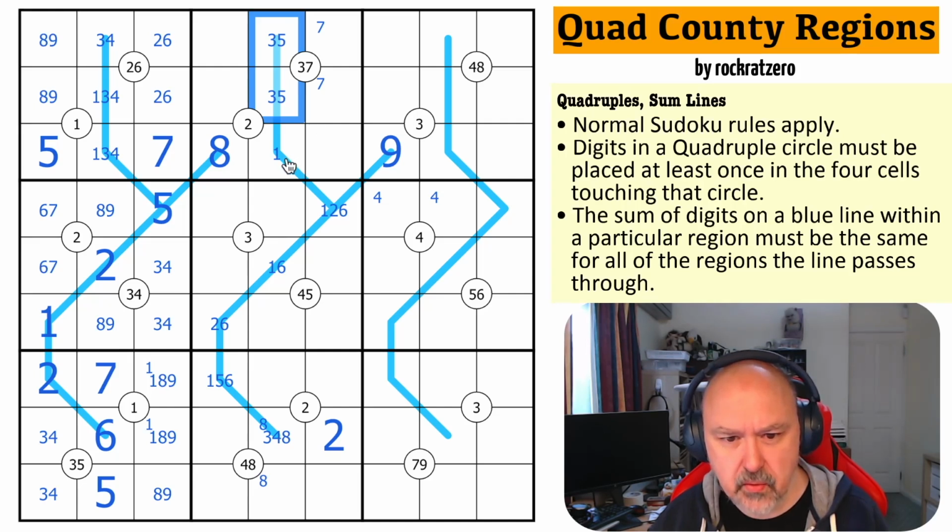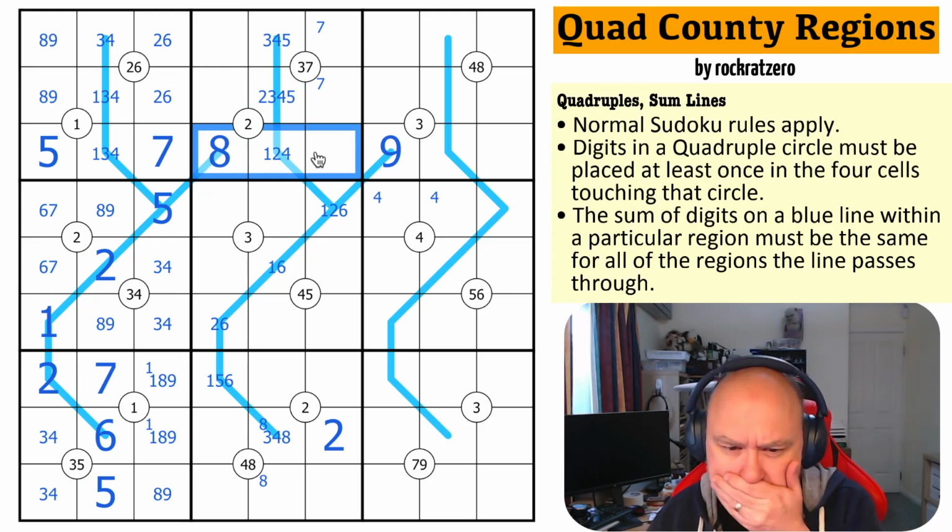If it's 2, 3, 4, so add 2 and 4. 2, 3, 4. Well, the 2's not up there. I think that's it. Nine is not there. No. This line terrifies me.